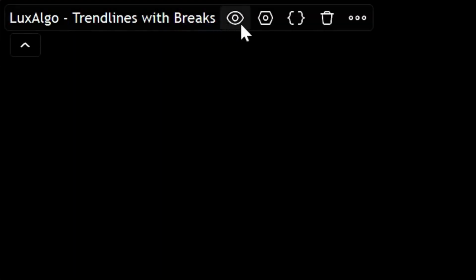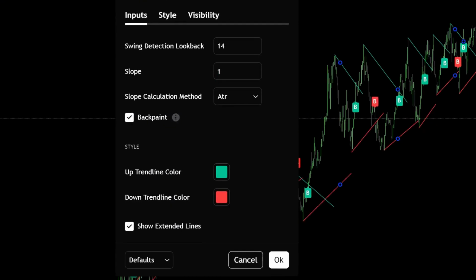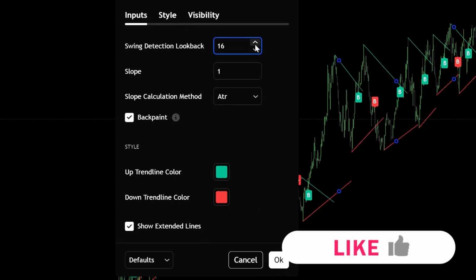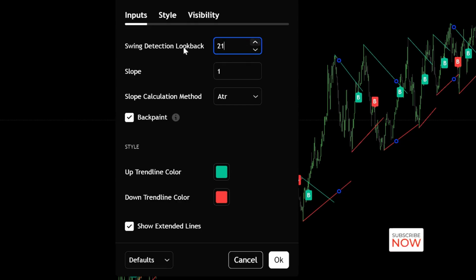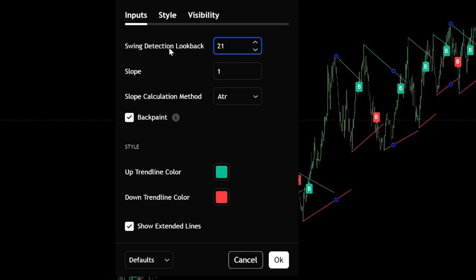First things first. Let's get into the indicator settings. Click the gear icon and let's get to work. We're gonna head over to the input section. Now, this is where we start to customize. See the swing detection look back setting? We're gonna bump that up to 21. What that does is it tells the indicator to look back a little further when it's figuring out those swing points. This gives us slightly smoother and more reliable trend lines.